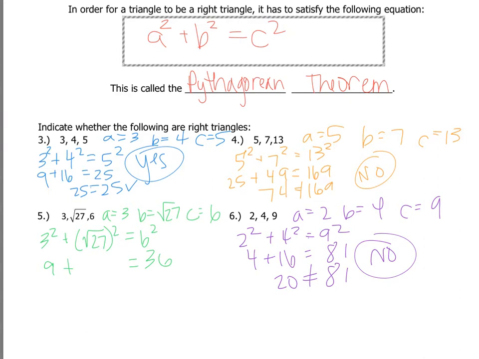Well, up above, we talked about how if I wanted to get rid of the x squared, I had to square root it because that's the opposite. So if I am squaring a square root, it's really just canceling out the square root sign. So it just becomes 27. Well, 9 plus 27 is 36. 36 does equal 36, so yes, that is a right triangle.